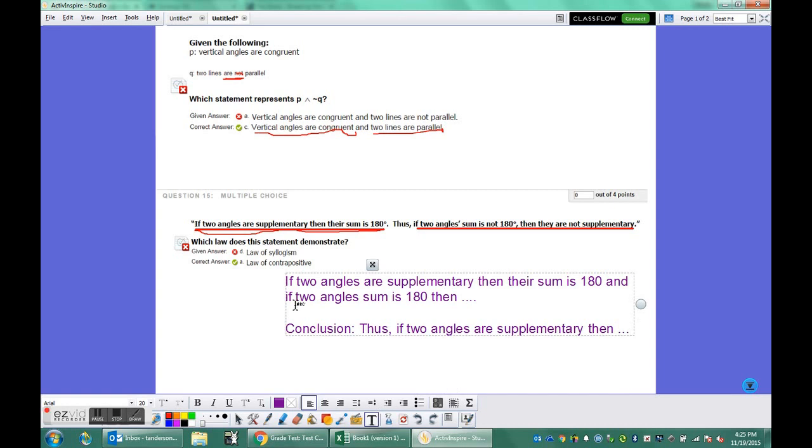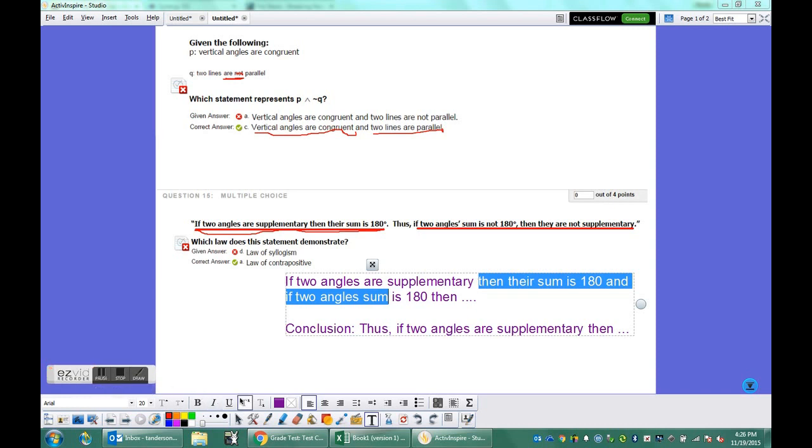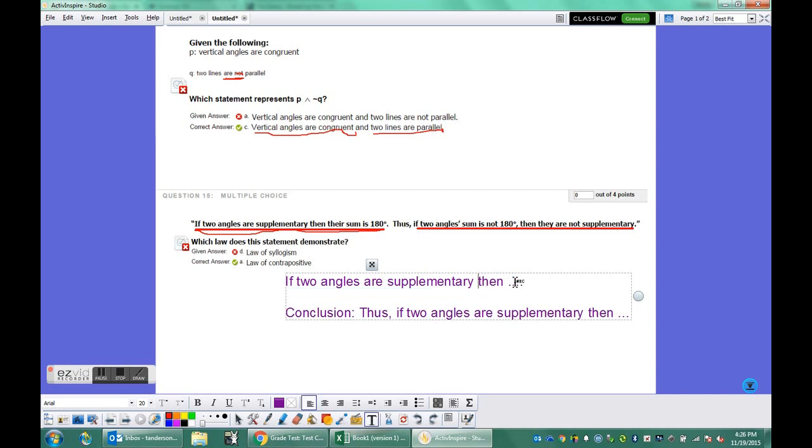Okay, so I would strike through the center part here that matches between the two. So it's like I'm cutting out the middleman. When I'm using law of syllogism, I'm cutting out the step that matches between the hypothesis and the conclusion. So that's going to be my final. The part after the thus should have been if two angles are supplementary, then whatever. Okay.